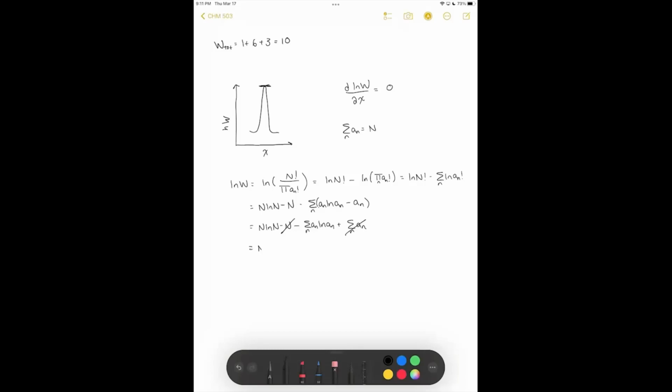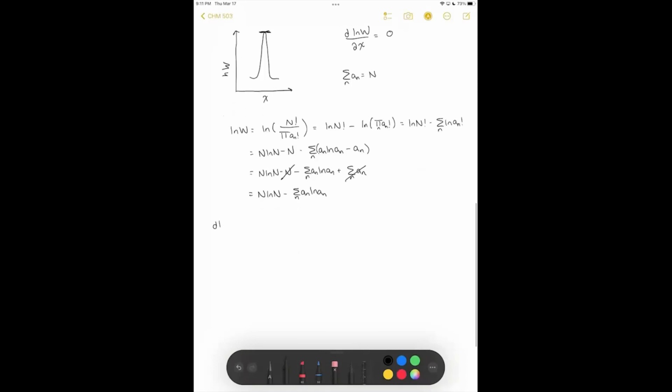So therefore, the natural log of weight is simply n natural log of n minus the sum over n of our a sub n natural log of a sub n. Now, at this point, we're choosing our configurational index here, and we're going to choose a sub n, which represents our occupation numbers. We do this because our goal is to figure out the occupation numbers that the molecules have in the dominant distribution. So what we want to evaluate then is the derivative of the natural log of weight with respect to a sub n.